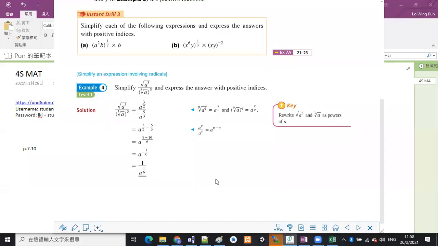Okay, so to simplify this type of expressions, we are just using the laws of indexes that we learned in junior forms. But in junior forms, the indexes must be integers. It is either positive integers, negative integers, or zero. But in form 4 onwards, the index may be fractions.